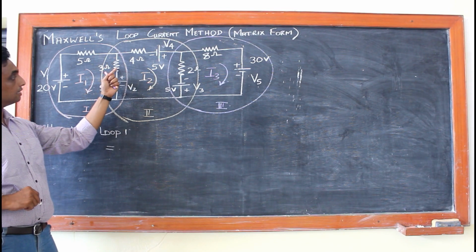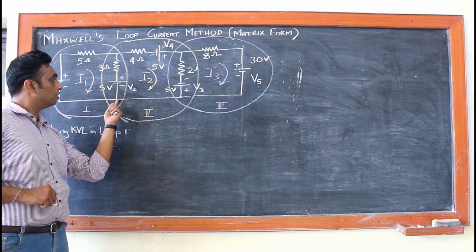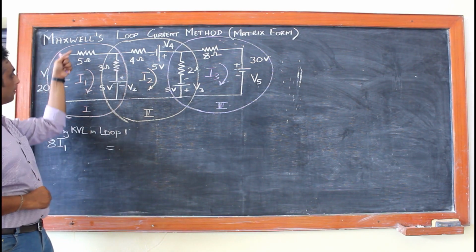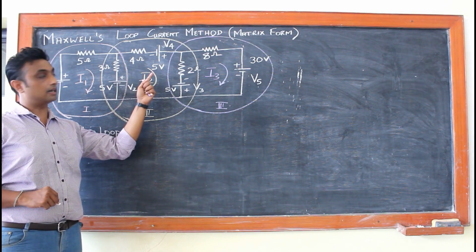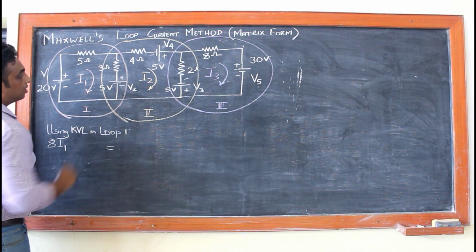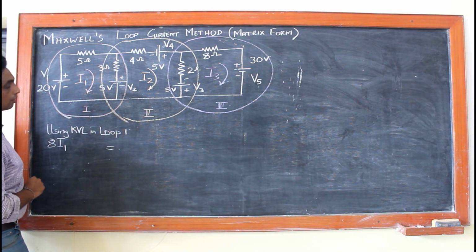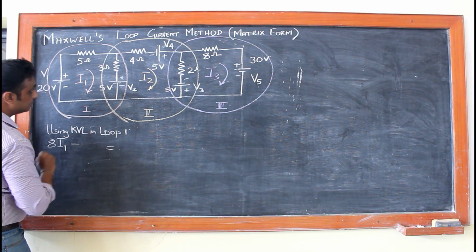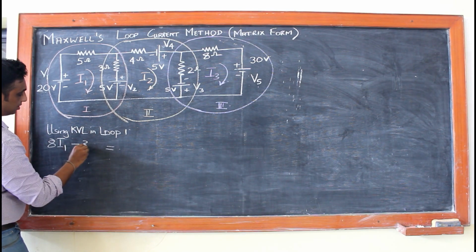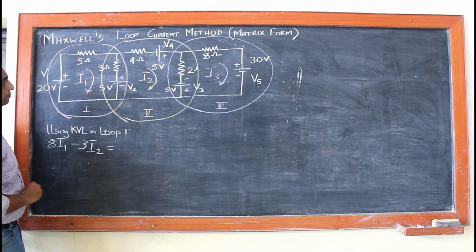I1 is flowing in 5 and 3. But if we look at the 3 ohm resistor, there is also a current I2 flowing from bottom to top. So we have I1 and also I2. Now I will take the current of the I2 loop which is flowing in the 3 ohm resistor. So it will be 8 I1 minus 3 I2. Now I have my drops.